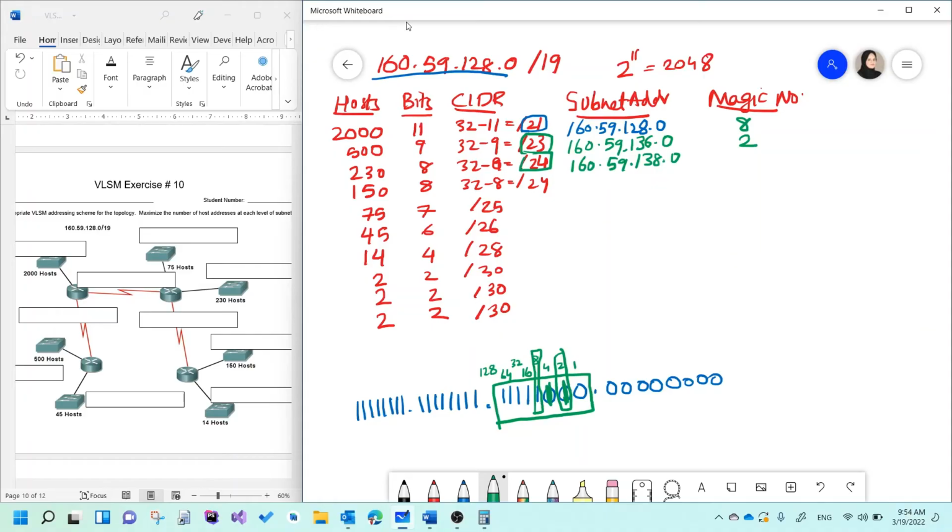Okay, again, now this is 24. So we had 23 ones before, so we'll add another one here. Now your last one is at 1. So your magic number is 1, and you need to add 1 in the third octet. So 160.59.139.0.